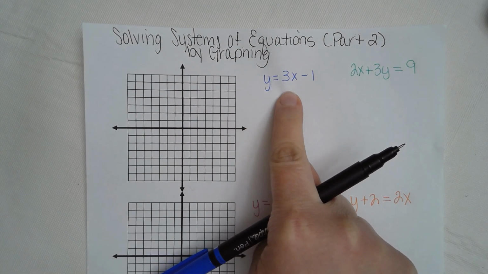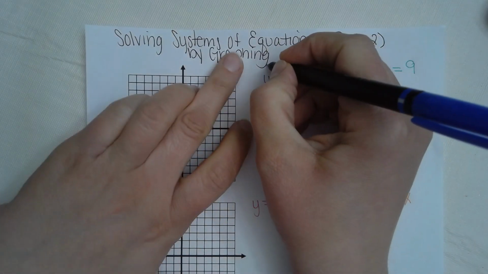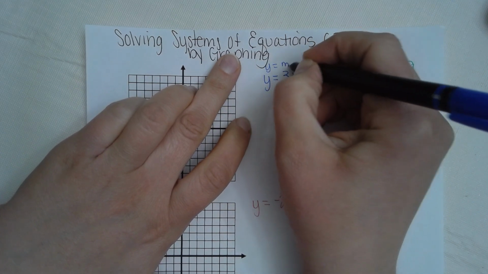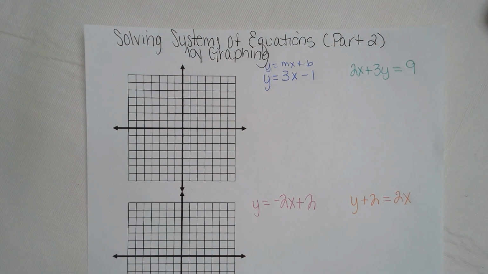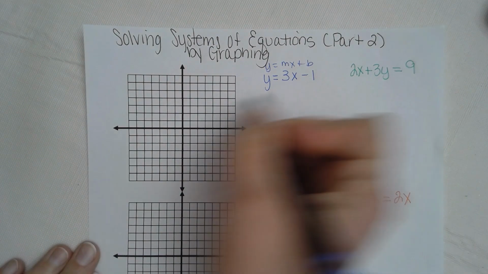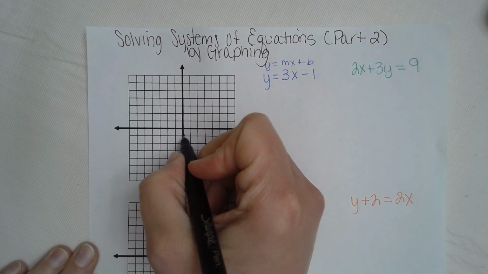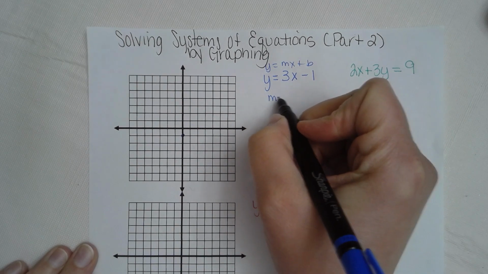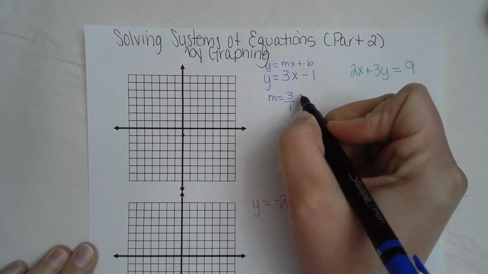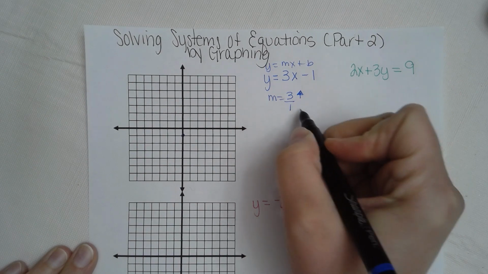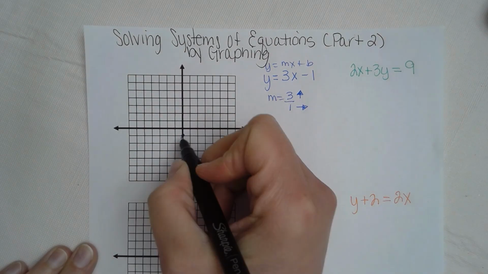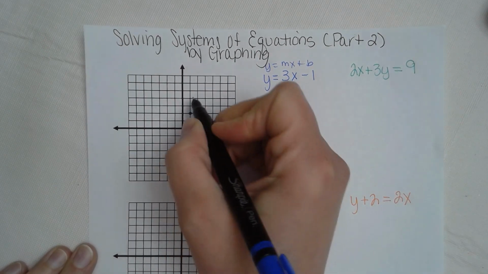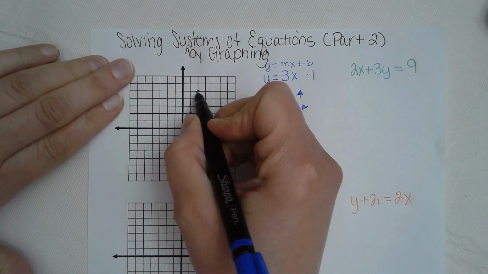So the first thing we're going to do is take a look at this first equation. It already is in slope-intercept form, y equals mx plus b. So we're going to go ahead and graph as we normally would. We're going to go -1. And then I'm going to look at the slope, 3 over 1. So that's going to be up 3 to the right 1. And plot 1, 2, 3, plot.